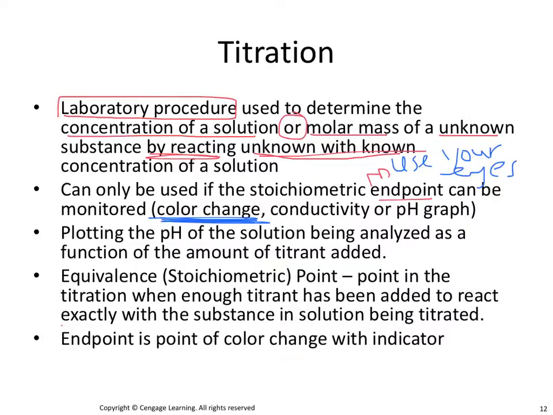So the endpoint can only be used if the stoichiometric endpoint can be monitored. Plotting the pH of the solution can be analyzed as a function of the amount of titrant. We're going to talk about what titrant is in just a second. The equivalence point, put a big star beside that. The equivalence point is when enough titrant has been added to react, and this is the key word right here, exactly with the substance in the solution.